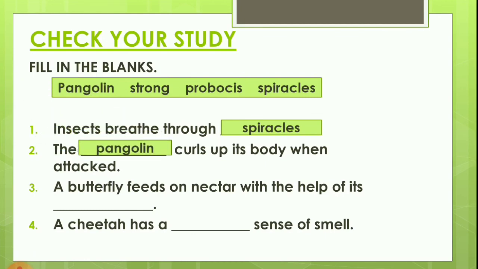A butterfly feeds on nectar with the help of its dash. एक ट्यूब होती है जो उनको सक करने के लिए हेल्प करती है. दैट ट्यूब नेम इज प्रोबोसिस. A cheetah has a dash sense of smell. They have a strong sense of smell.